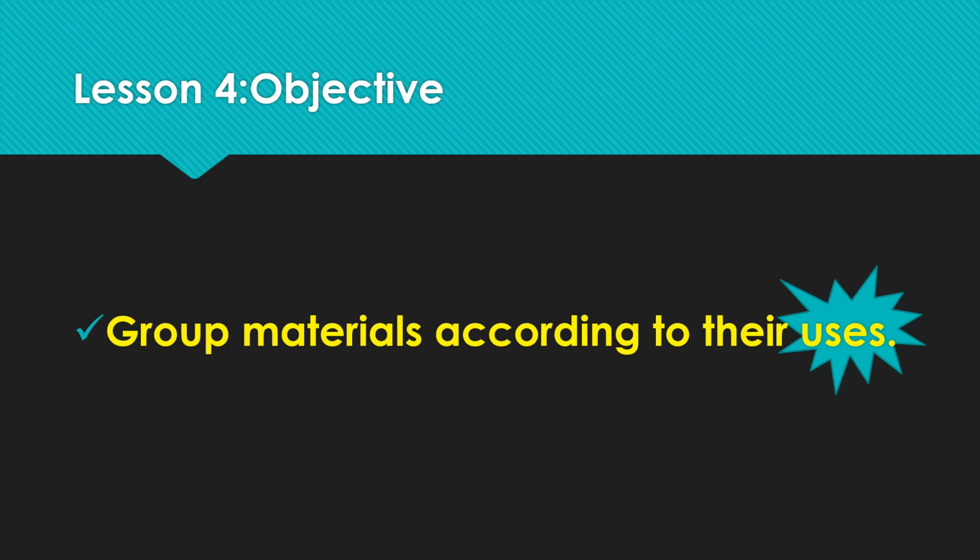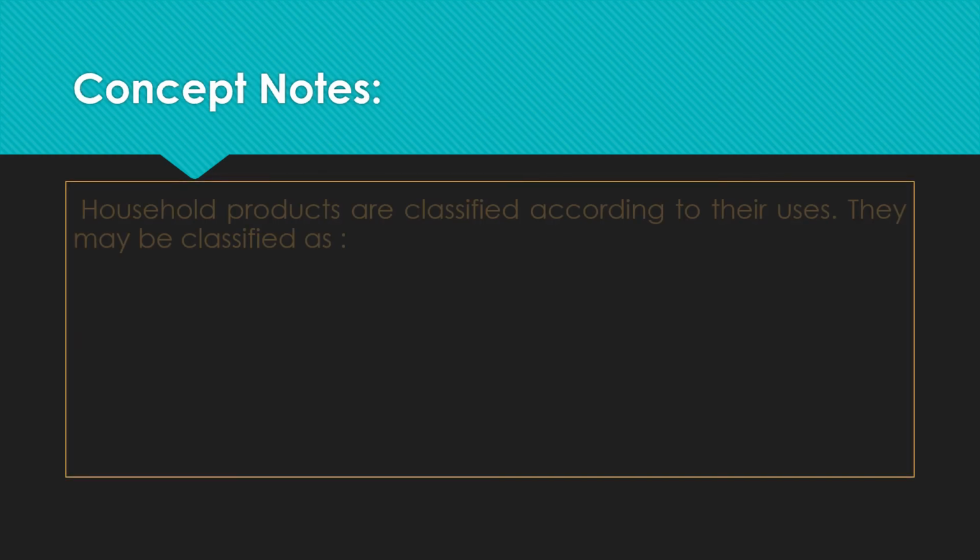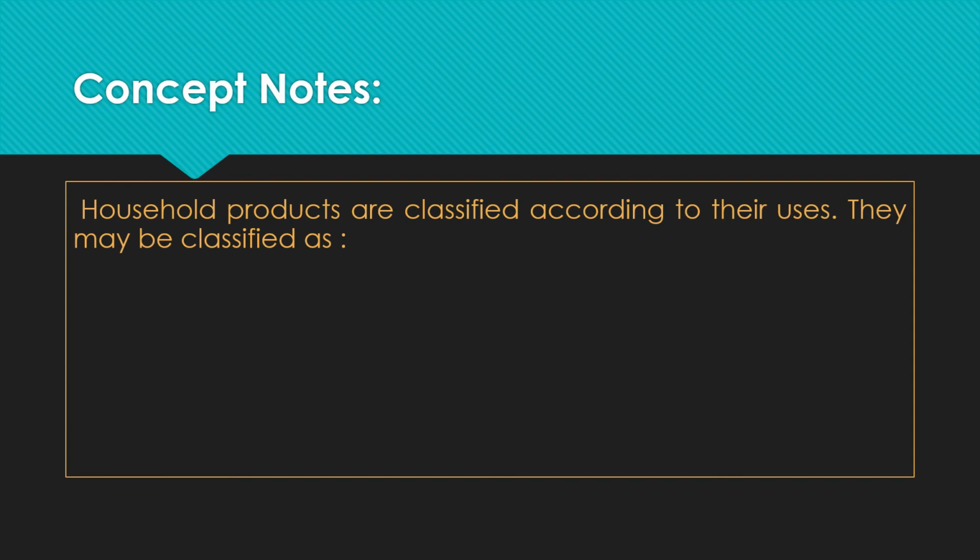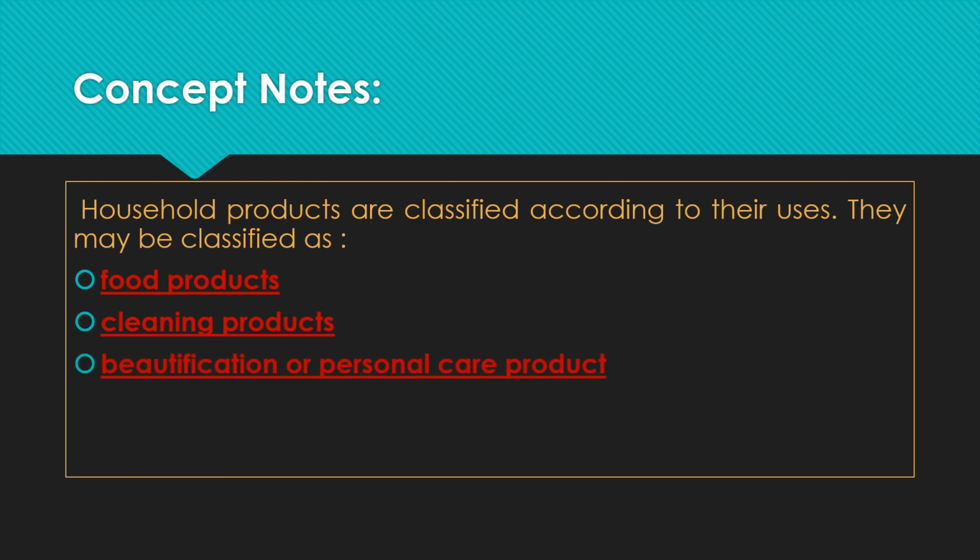Lesson 4. Objective. Group materials according to their uses. Concept notes. Household products are classified according to their uses. They may be classified as food products, cleaning products, beautification or personal care products, pesticides, and repairs or paints.